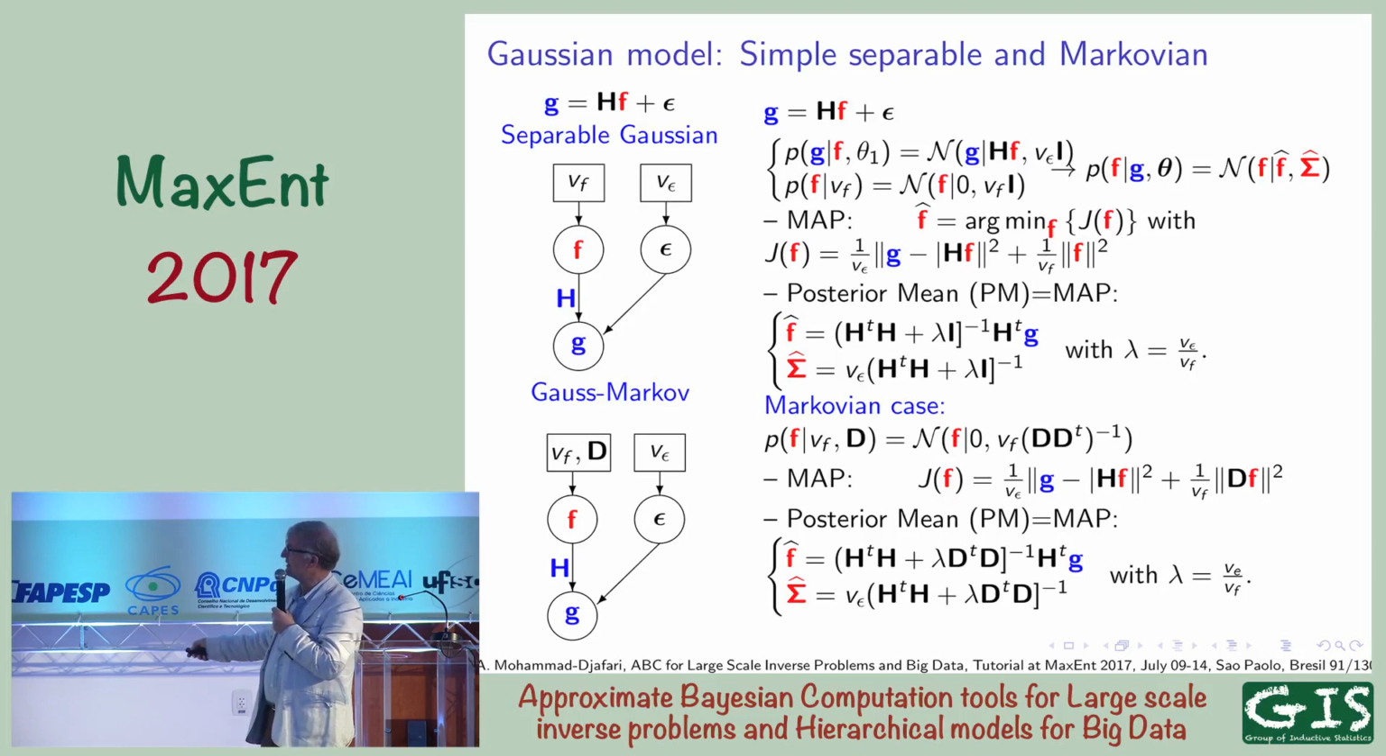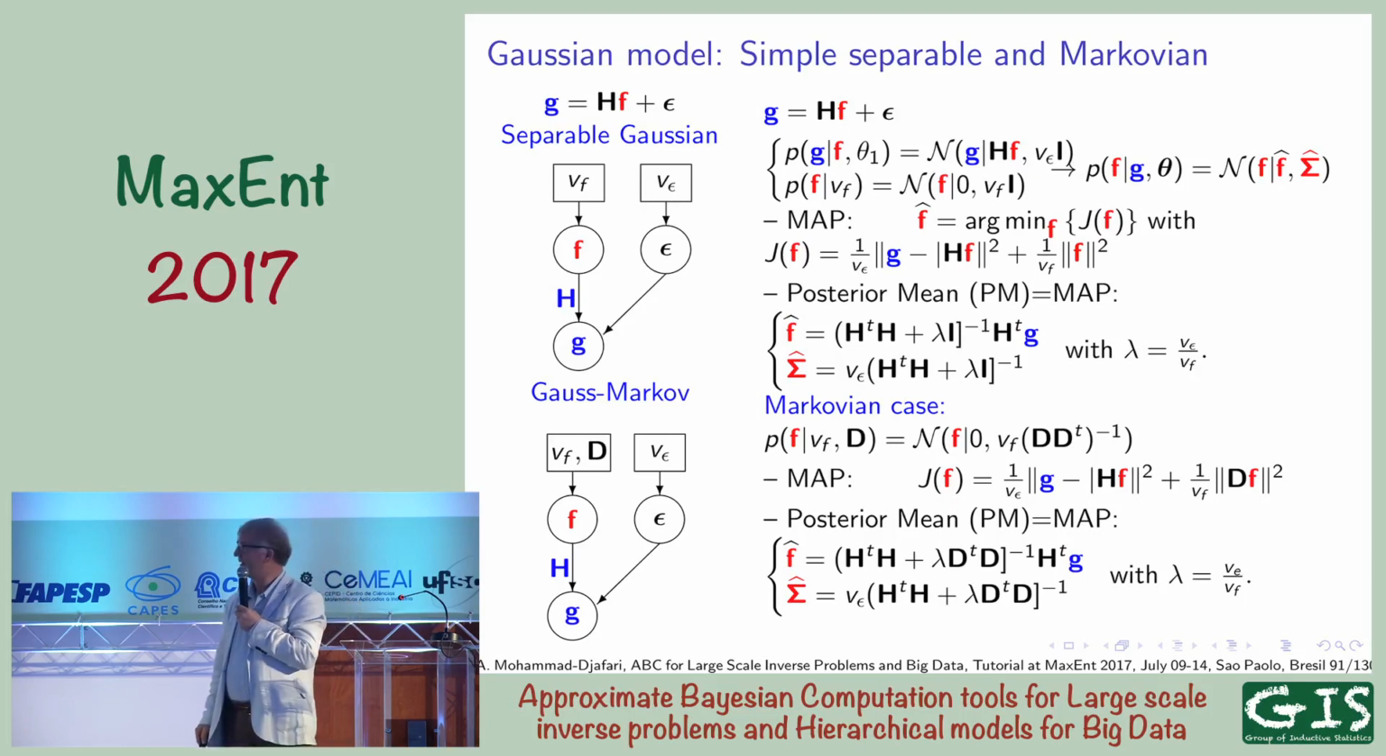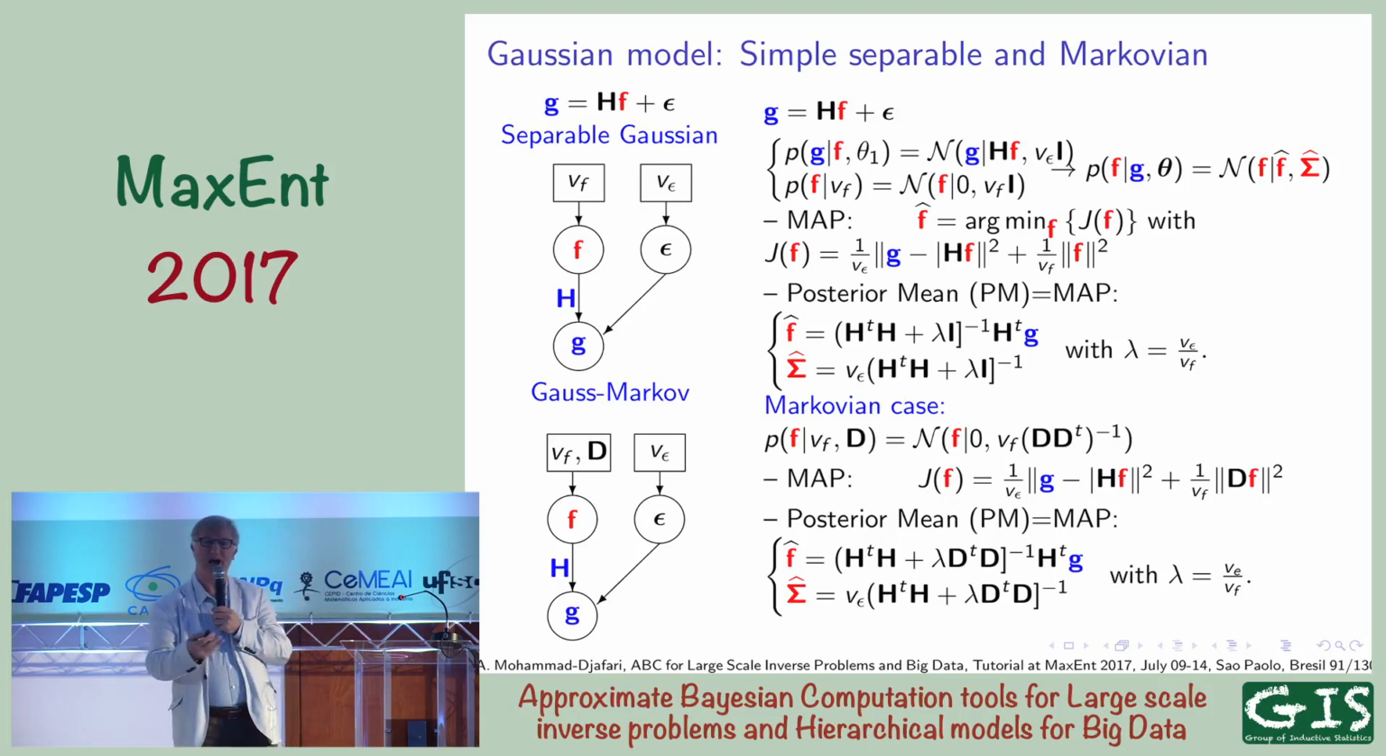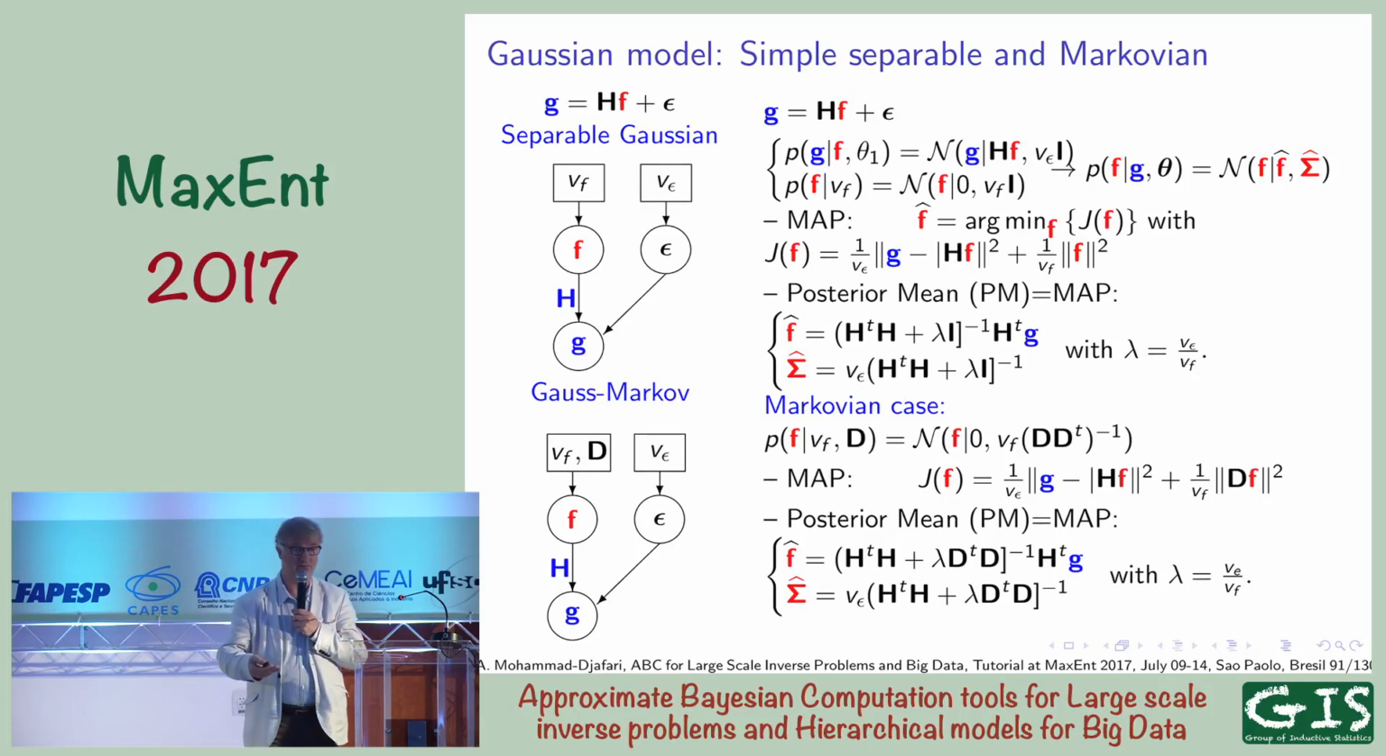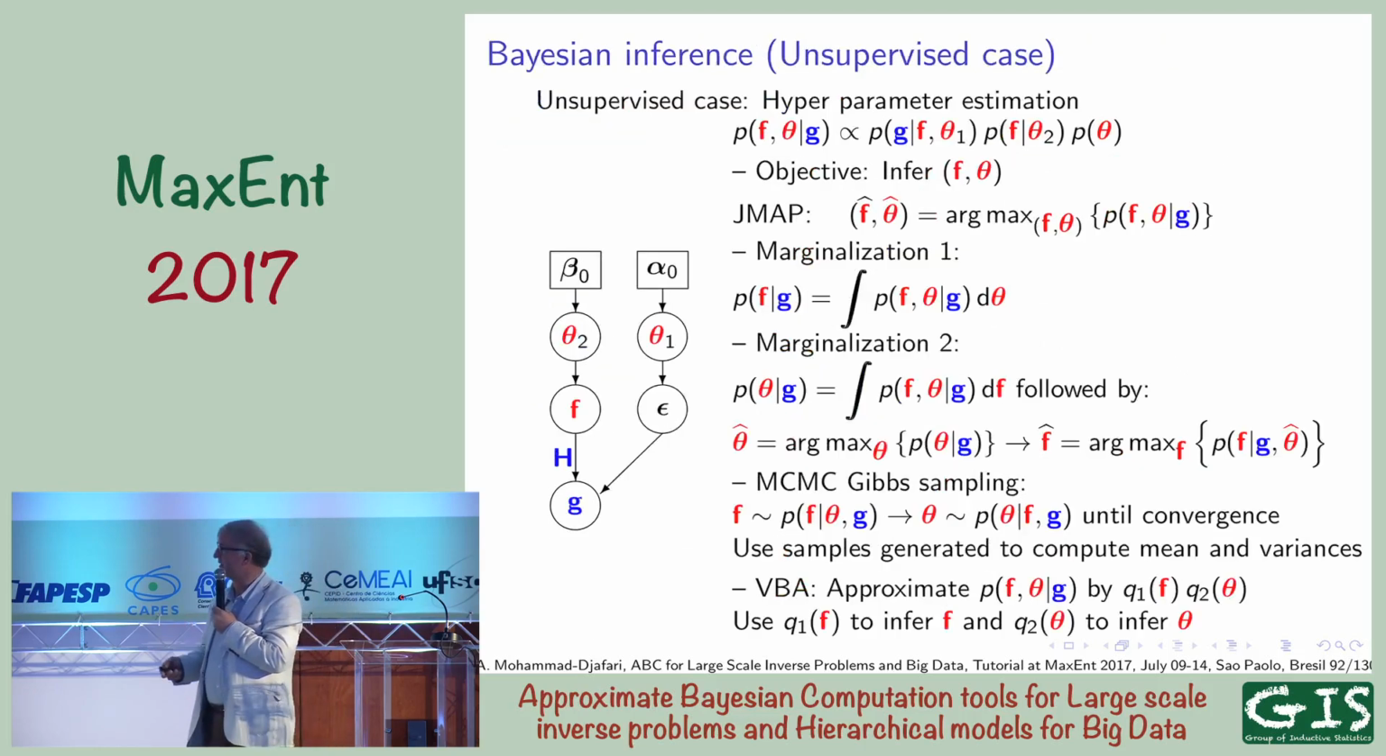The only difference is the presence of this D, which shows the a priori dependence of the elements of F if we know them. Okay? And then all the equations can be written also very easily.